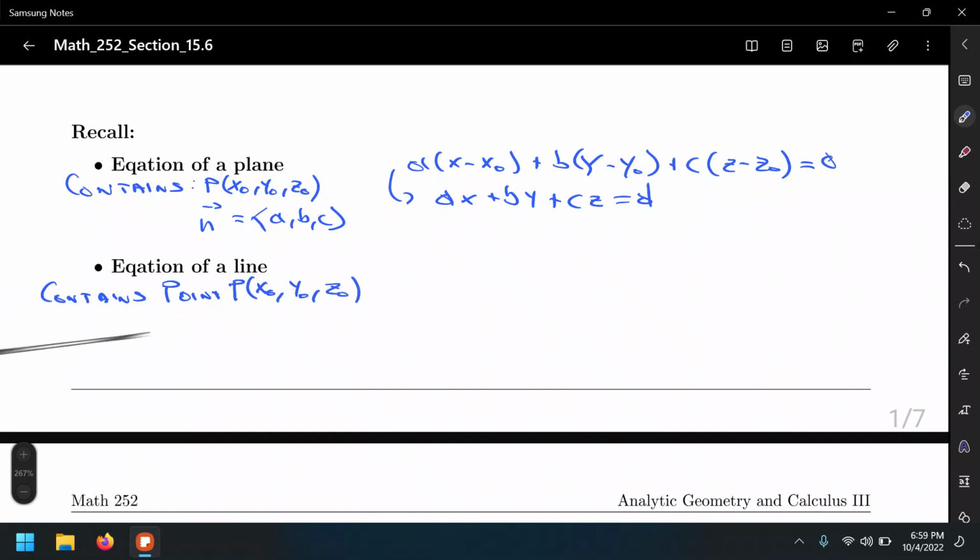And also contains the direction vector, which is simply given by A, B, C. And well, just backtracking a little bit to that idea of getting a line in 3D.